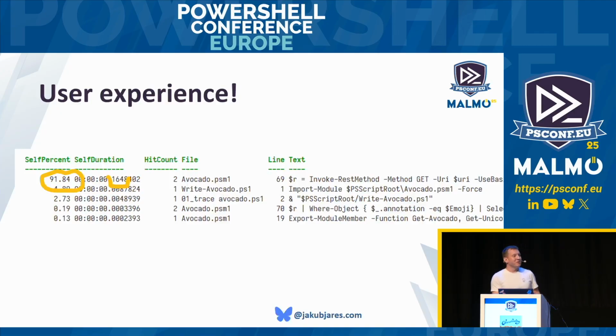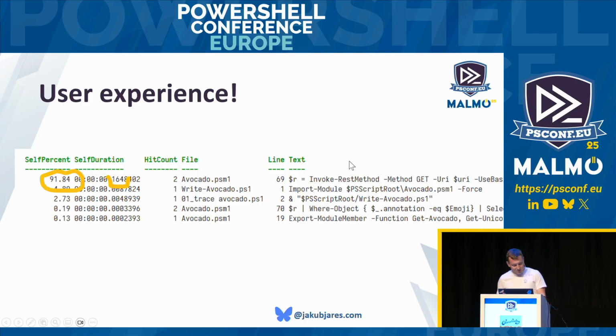So this is the user experience of Profiler. If you use it, this is how you would learn it in 1 minute. You run Trace-Script, you get this table from the self-duration, you look at the top 3 or 5 lines, and it tells you, here's how many % you will save by removing totally this line or optimizing it by 100%. So that's 91% of your code. This is how much it really takes, 164 milliseconds. This is where the code is, and this is what it does.